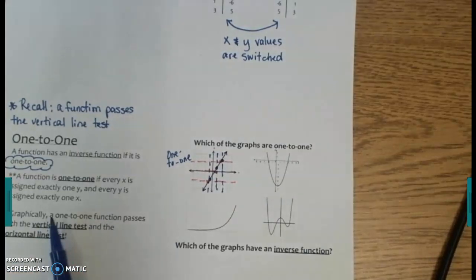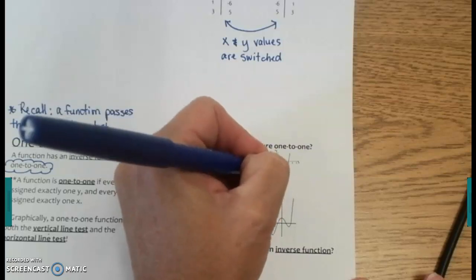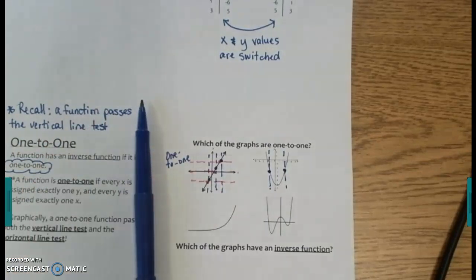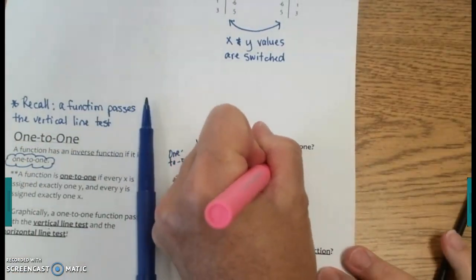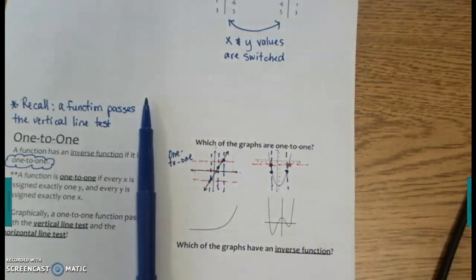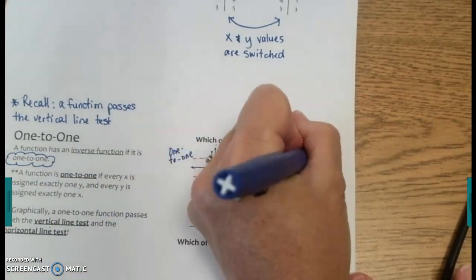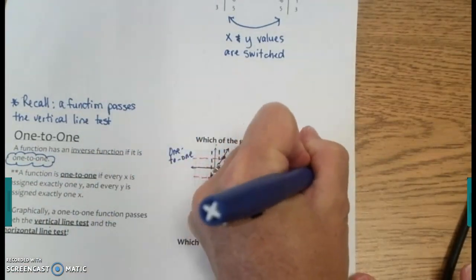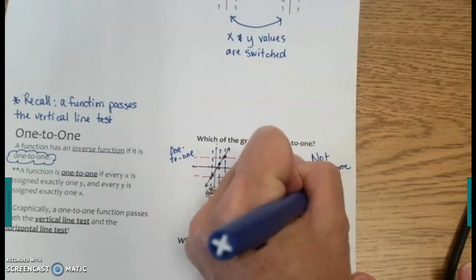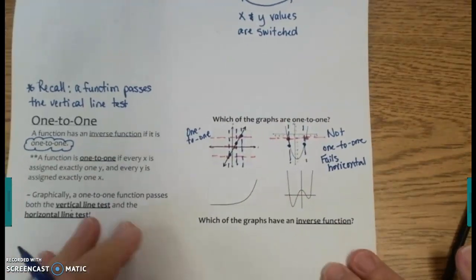Our second example is a parabola. So if I drew my vertical lines, you can see it passes the vertical line test. However, if I come across here with a horizontal line, it's touching that graph two places at one time. That fails the horizontal. So this is not one-to-one because it fails the horizontal test.